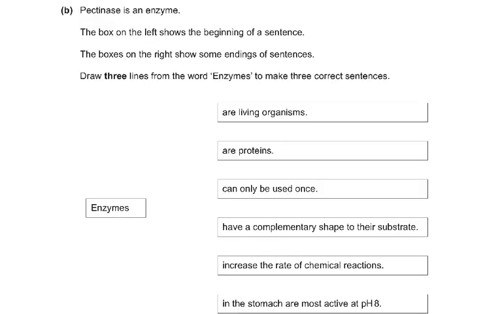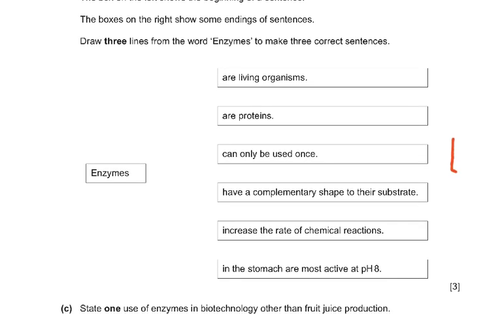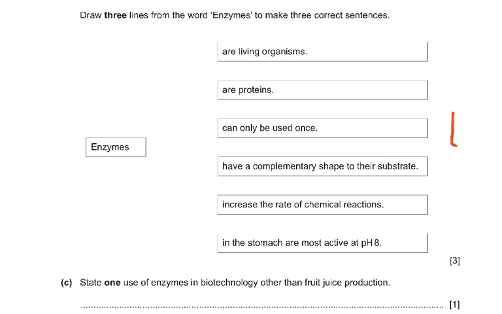Then comes the B part of the question. Pectinase is an enzyme. The box on the left shows the beginning of a sentence. The boxes on the right show some endings of sentences. Draw three lines from the word enzyme to make three sentences. Now let's look at this.